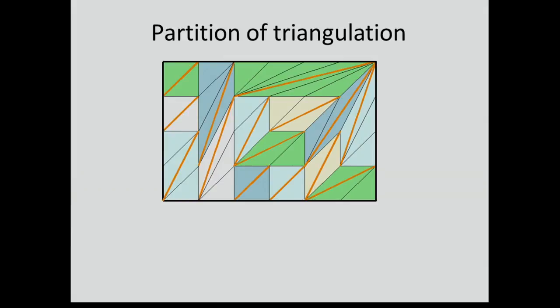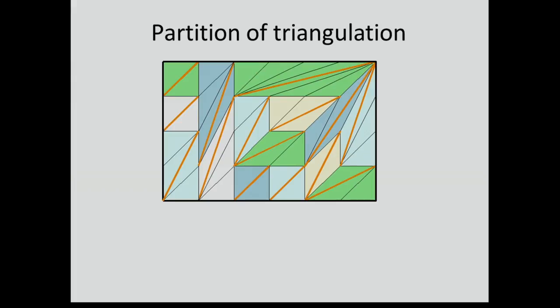I just want to tell you one ingredient on how to prove this function behaves as a super martingale. And it's a nice partition on a triangulation. So I'm going to partition the triangles of a triangulation as follows.